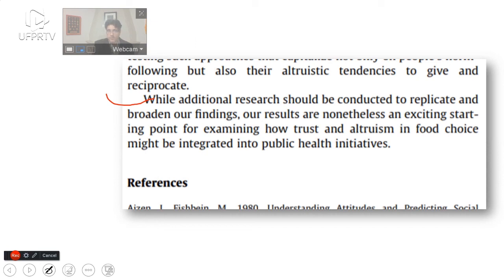So while additional research should be conducted to replicate and broaden our findings, our results are nonetheless an exciting starting point for examining how trust and altruism in food choice might be integrated into public health initiatives. So you have a hedge here, but they end in this nod to the future, but also you could say it's kind of an exciting high note that they even use the word exciting. They're saying that this is exciting, and it points to promising avenues into future research. And so that ends the article. That's the conclusion, the last thing they say.